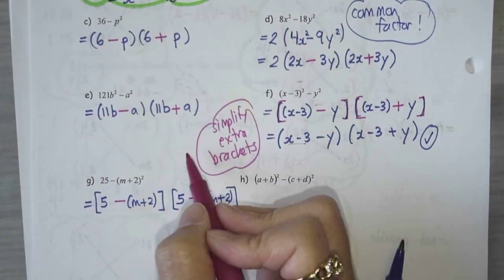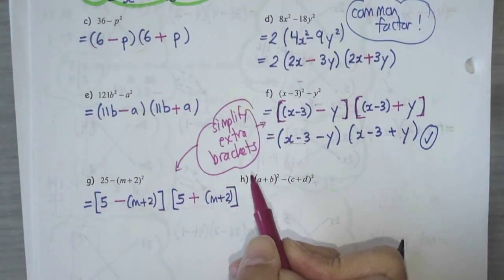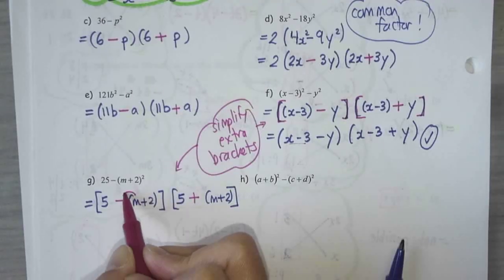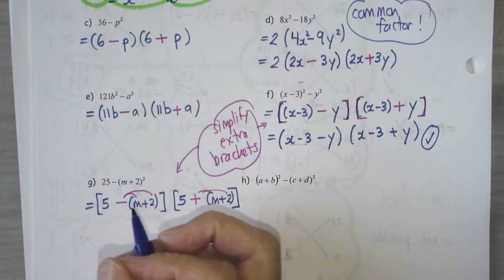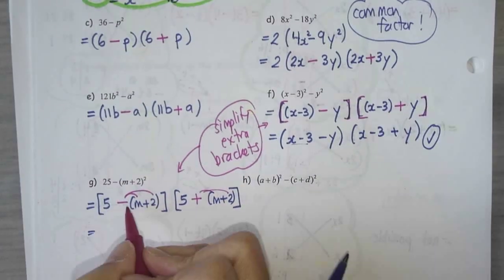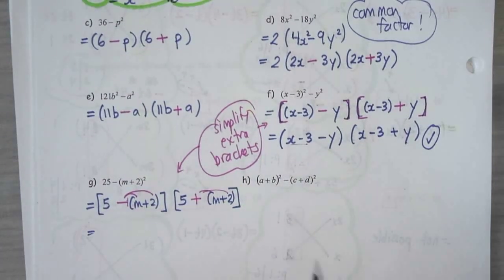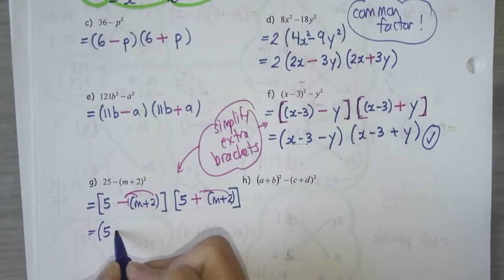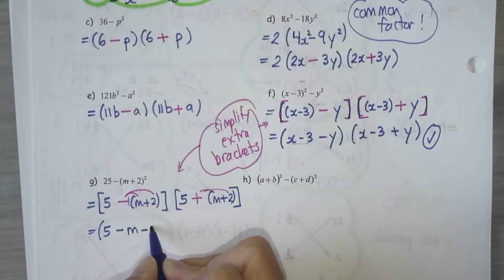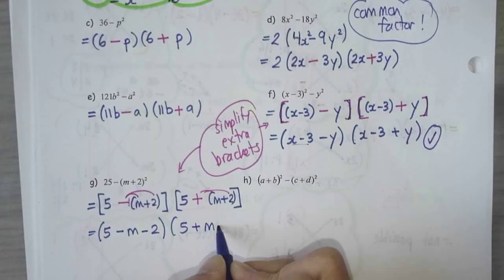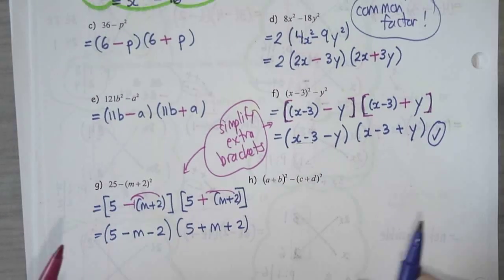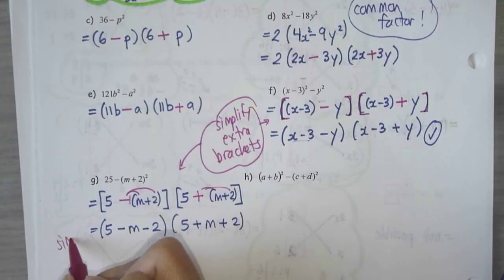Now, I have to simplify the extra brackets, okay? So I'm going to have to, in this case, bring in the minus. When I bring in a plus, nothing happens. But when you bring in a minus, remember, imagine, if you will, that's like a minus 1. So you're switching the signs. So it's 5 minus m minus 2. This is 5 plus m plus 2. And now finish. Can I simplify more?